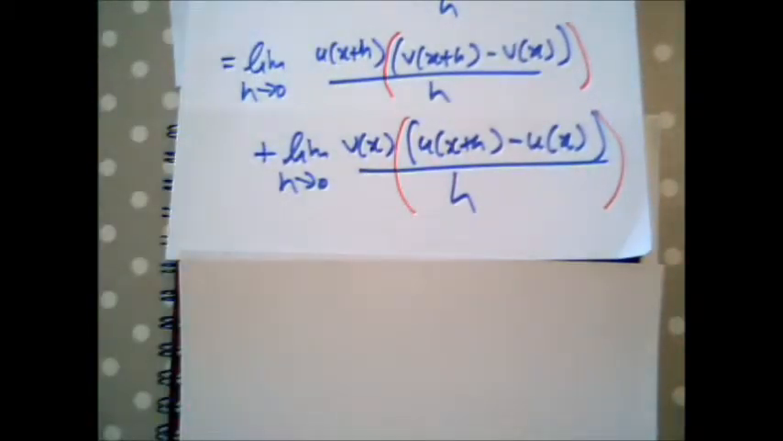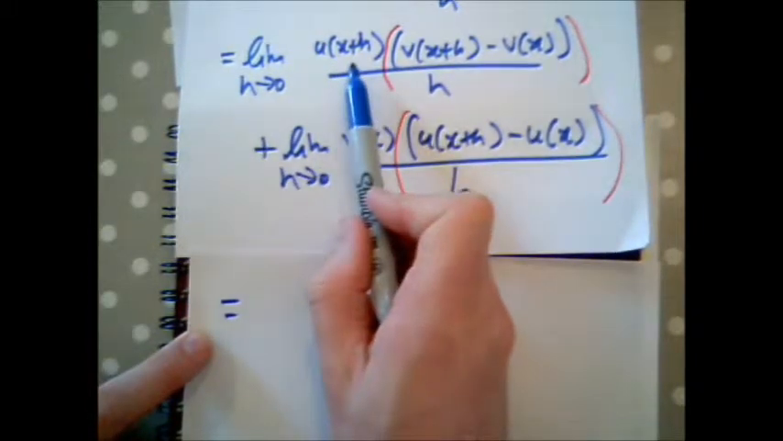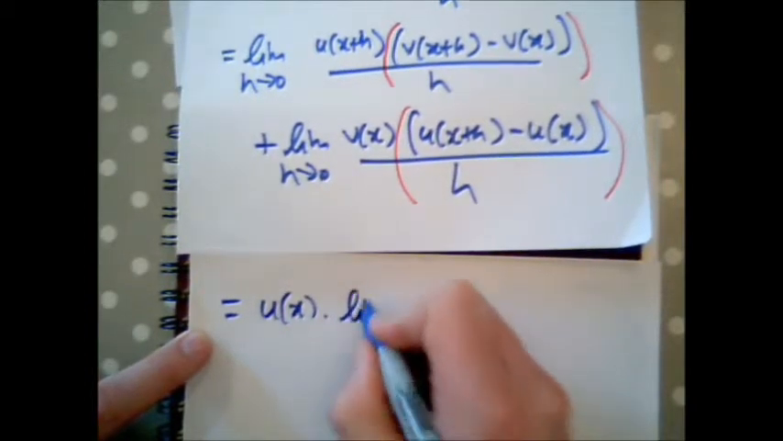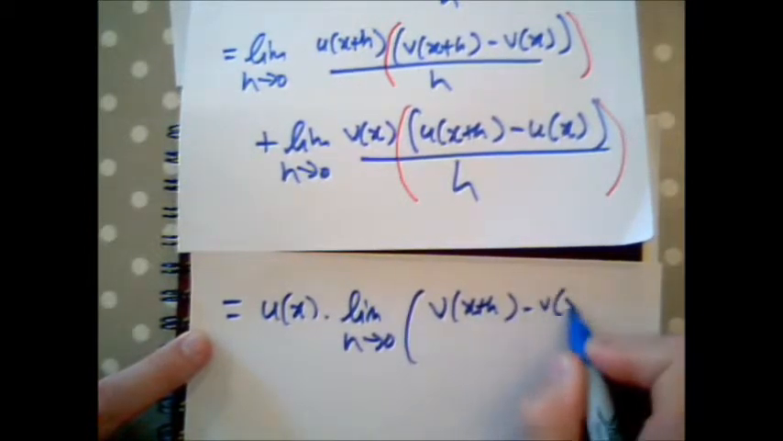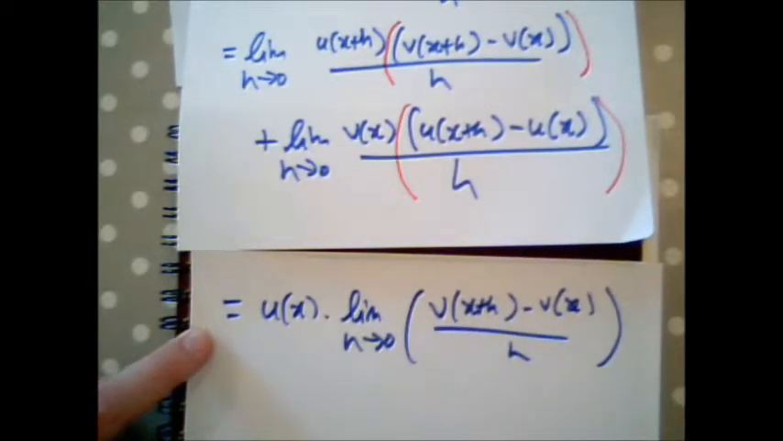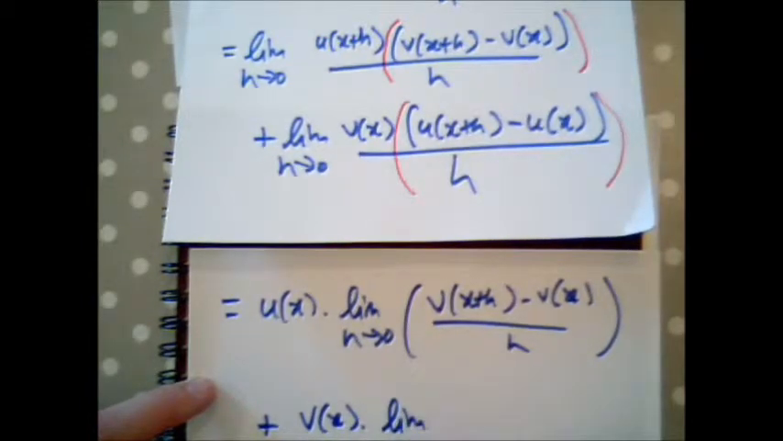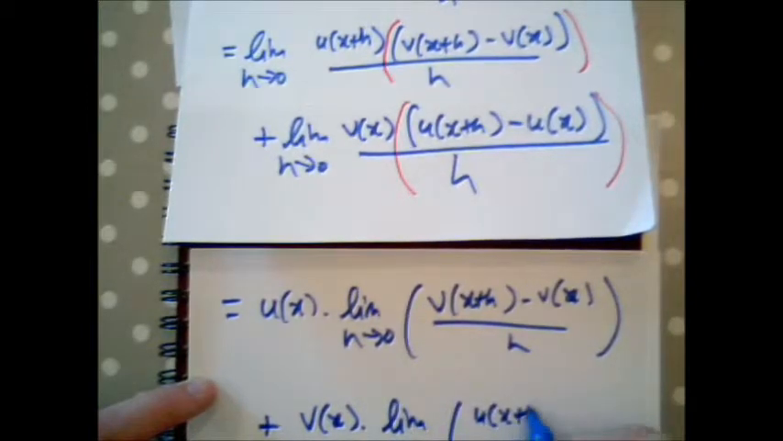So that first term there, well, let's take the limit of the bit outside the red bracket. So as h goes to 0, this thing just becomes u of x. So it's u of x times the limit as h tends to 0 of v of x plus h minus v of x over h. Alright, and this one plus, now as h goes to 0, v of x is still just v of x. So it's v of x times the limit of this bit, so u of x plus h minus u of x all over h.